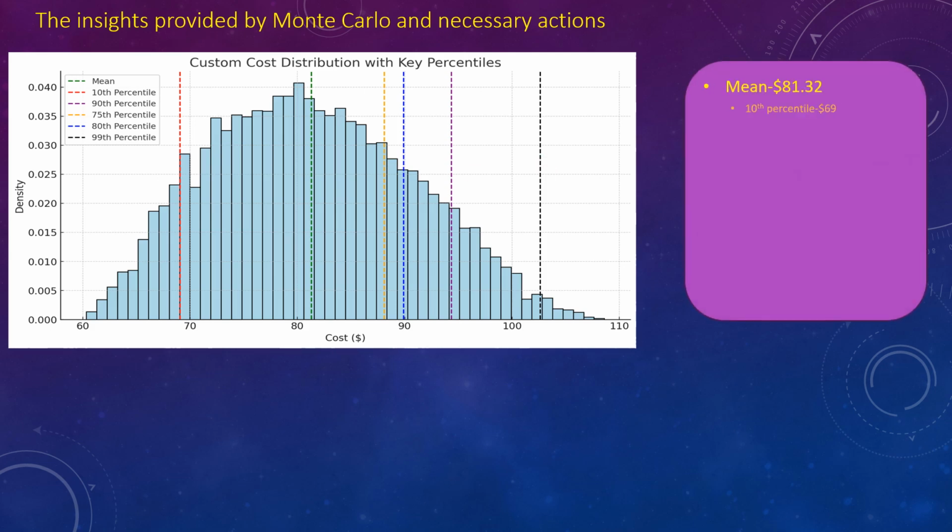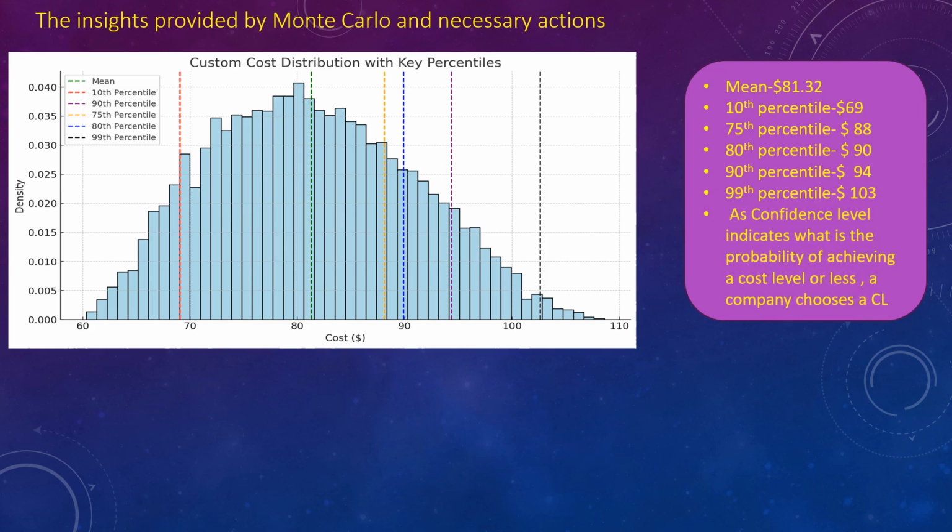The mean is $81.32. 10th percentile is $69. 75th percentile is $88. 88th percentile is $90. 90th percentile is $94. 99th is $103. As the confidence level indicates the probability of achieving a cost level or less, a company chooses a confidence level for decision making.